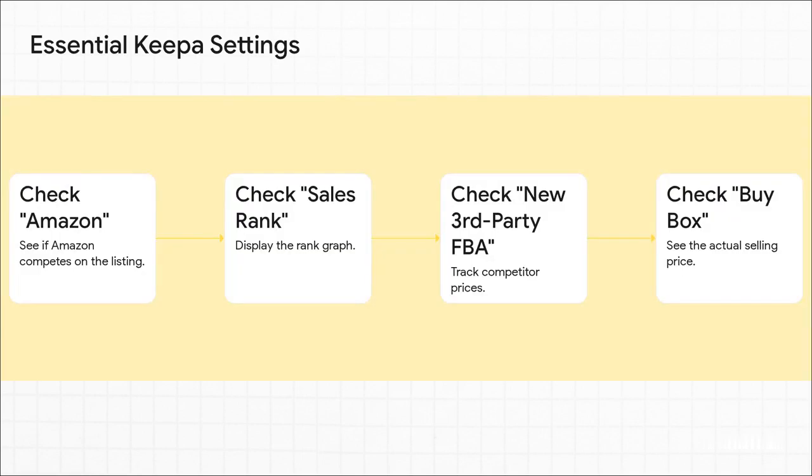Okay, now before we even try to analyze a chart, we have to make sure we're looking at the right stuff. These are the four essential settings you need to turn on every single time. Checking Amazon tells you if you're about to compete with the mothership itself, and that's often a losing battle. Sales rank is kind of like our demand meter. And then, super importantly, we need both new third-party FBA to see what your real competitors are priced at, and the buy box, which shows you the price that is actually winning the sales.